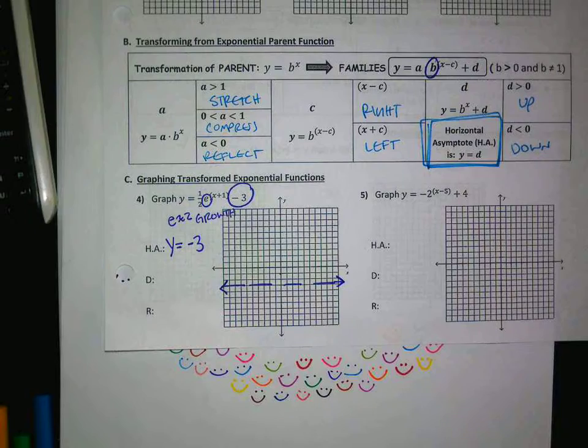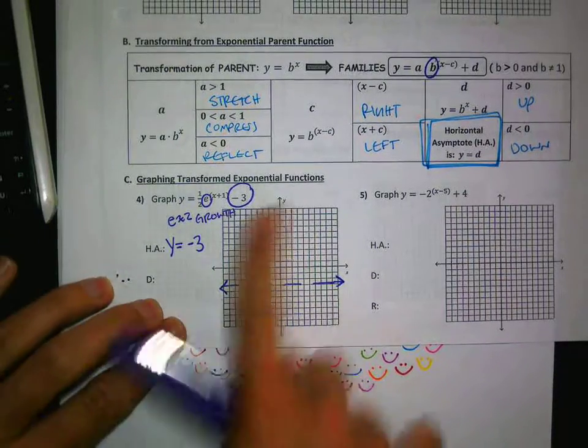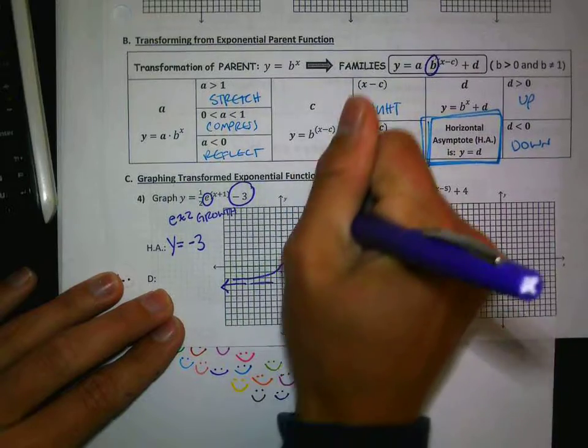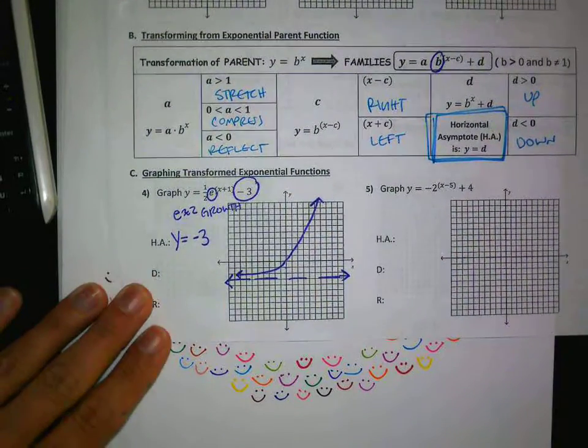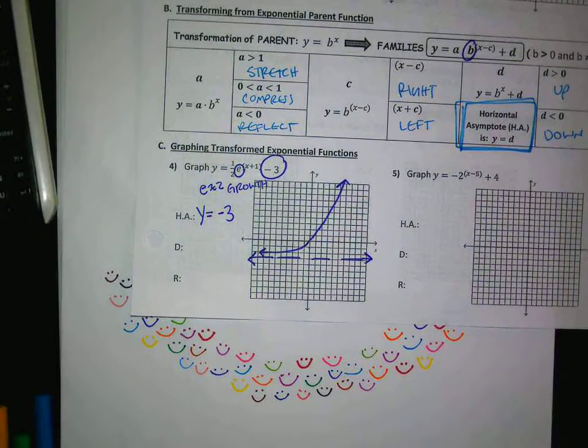All right, so we don't have a reflection. All we have is a growth. It's going to look like this. All right, so no reflection. It's going to be on top here, and it's going to grow. And now we can do domain and range.